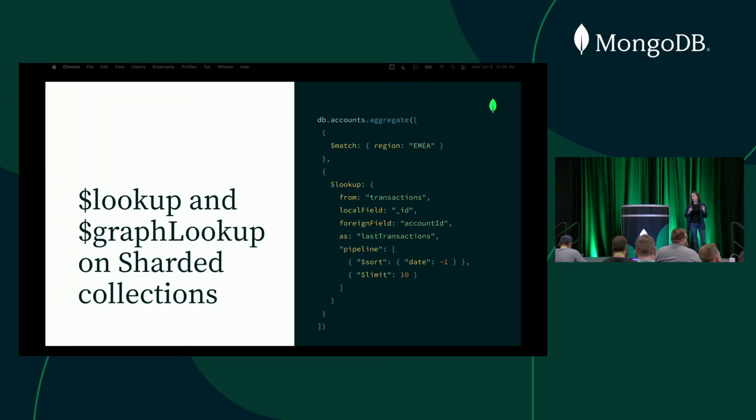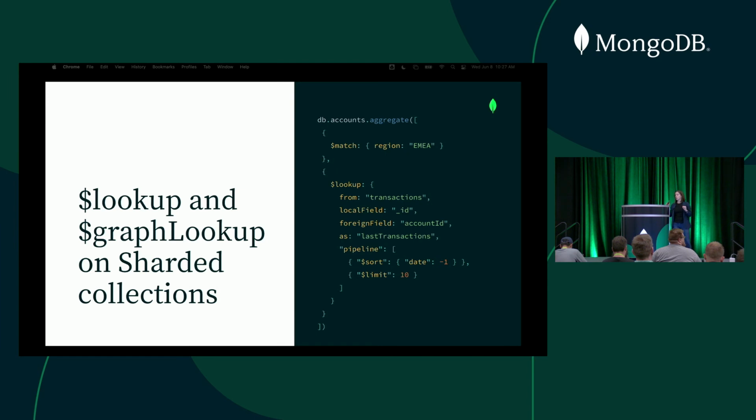So now the graph lookup and lookup. The graph lookup and lookup are now available in sharded collections. So what is lookup? It's a way for you to join two collections. Let's say we have a collection of accounts. We want to find accounts that are only in region of EMEA, and we want to get the transactions of those accounts from a different collection, transactions. We will match by account ID, and we will also get only the latest 10 transactions. So inside of the lookup sub pipeline, we also use sort and limit just to not show too much.